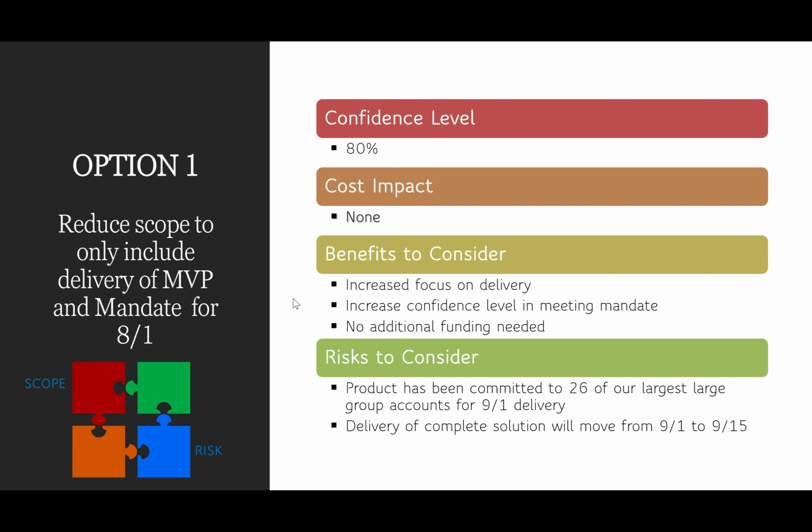The project has been committed to 26 of our largest large group accounts for 9/1. Okay. So we're only delivering the MVP come 8/1 and not the full solution. So the delivery of the full solution will move from 9/1 to 9/15. So that means that we've committed to delivering this by 9/1. So we're going to push it out 2 weeks. So that date is going to move to 9/15.